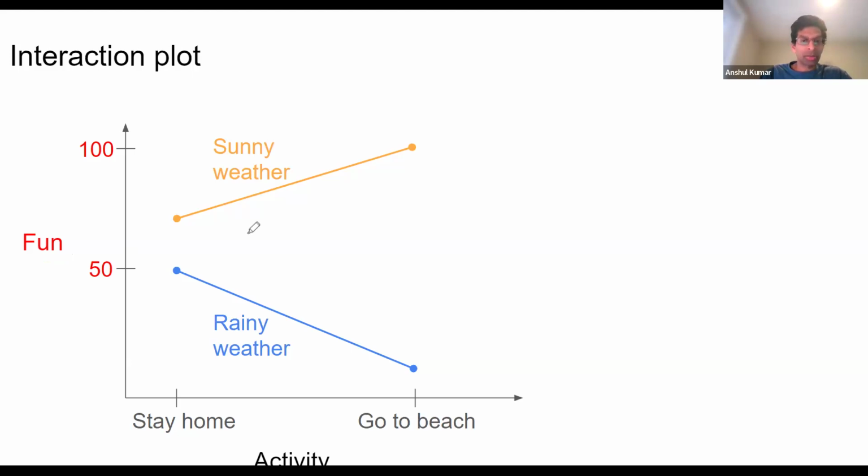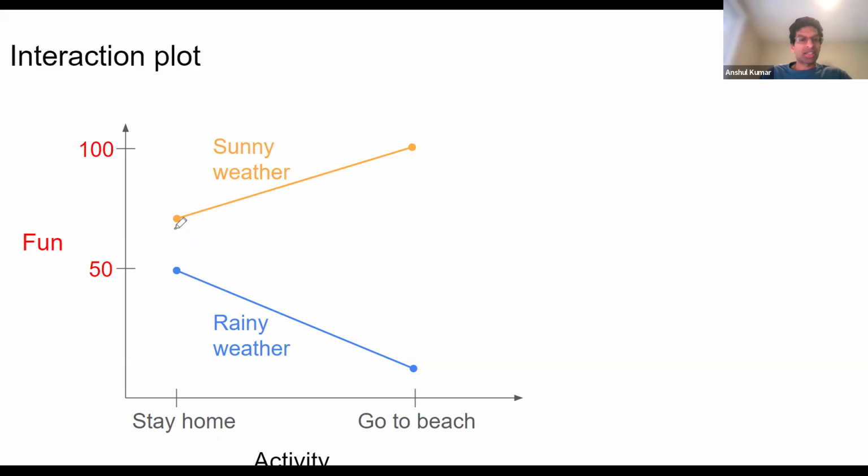So let's start with the scenario in which we go to the beach and the weather is good, it's sunny. In that scenario, right here, we have 100 units of fun, just like on the previous slides. But now, what if we stay at home on that same sunny day? Then we have 70 units of fun.